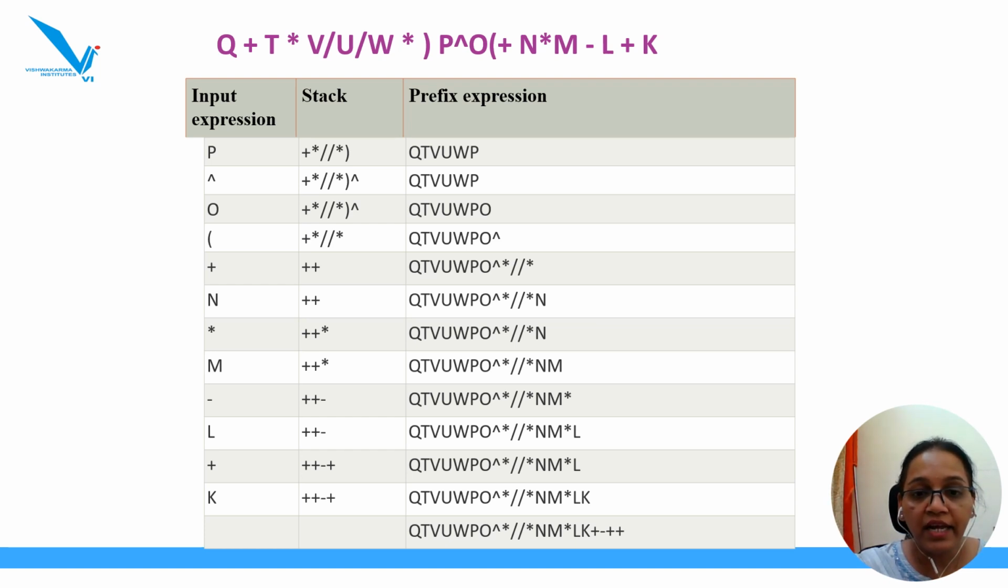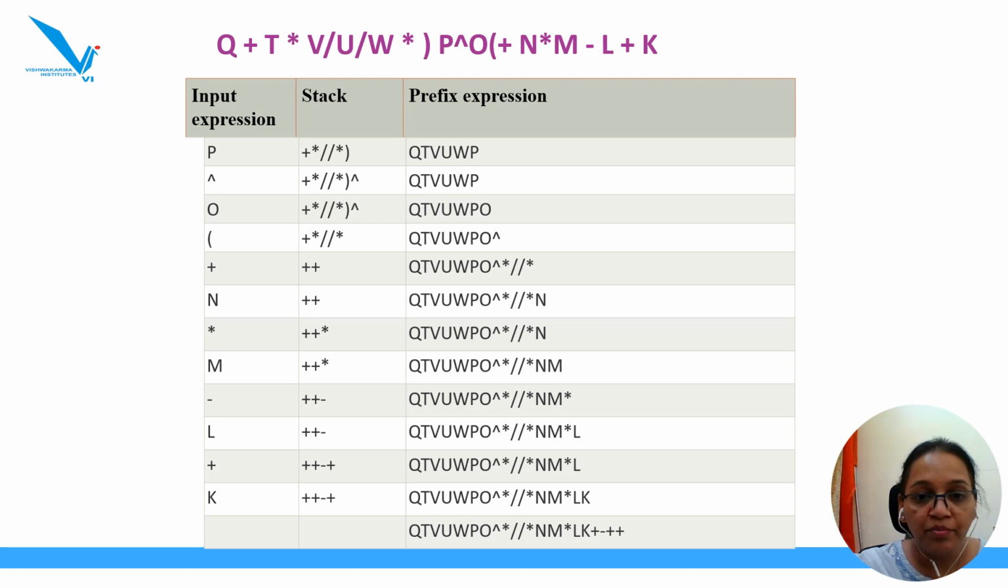After that n is coming. N is an operand, directly print it in the prefix. Then multiplication is coming. Multiplication has higher precedence than plus, so push multiplication into the stack. Then m is coming, directly onto the prefix notation. Minus is coming. Now on the top we have multiplication. Multiplication will not allow minus to sit on its top. So pop the multiplication and put it into the prefix. So after m we have popped star multiplication and added it to the prefix notation.